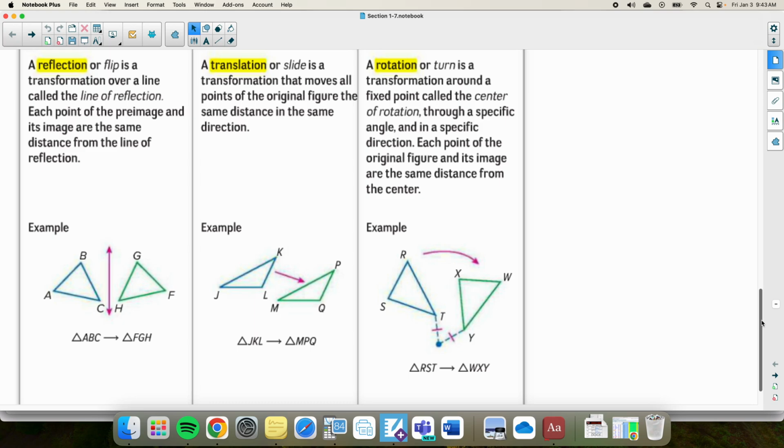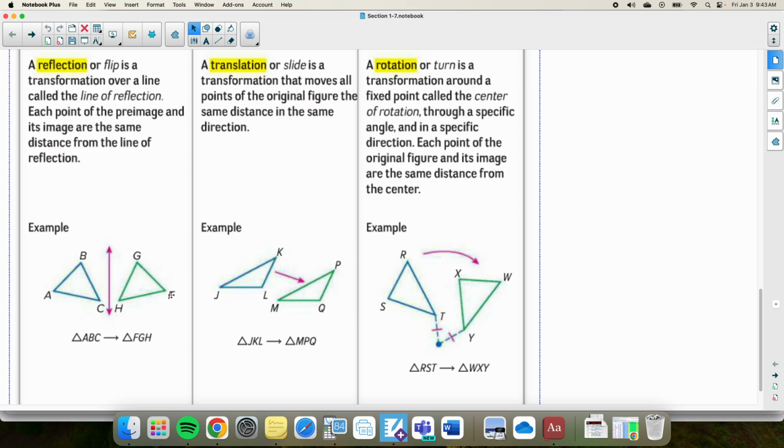So the very first thing is called a reflection. When you first learn this, you might have learned it as a flip. So what's happening is you're taking that figure and flipping it over a line of symmetry, okay? When you have a reflection, if you could take this board and fold it up, A and F would map onto each other, B and G would, and C and H would, okay?